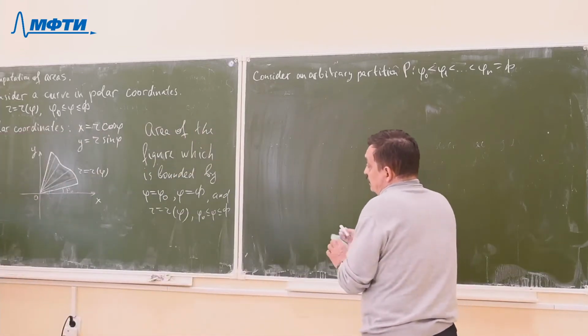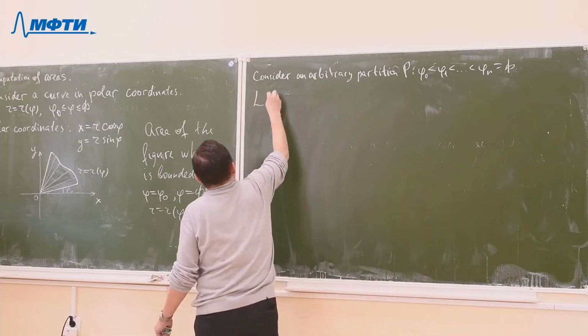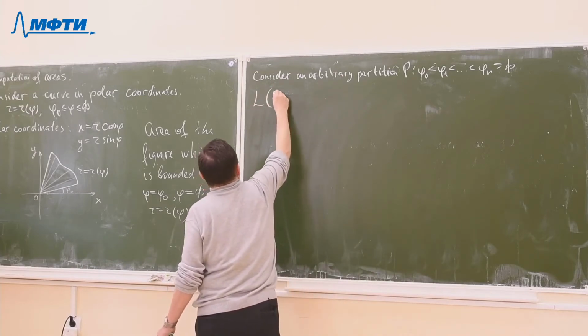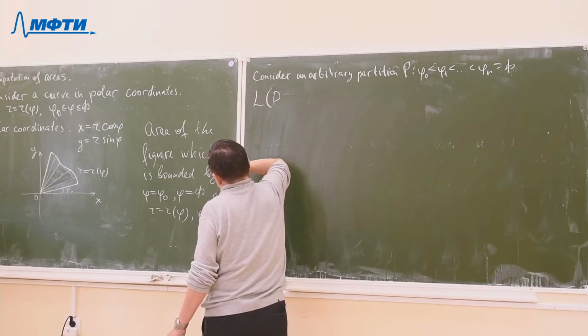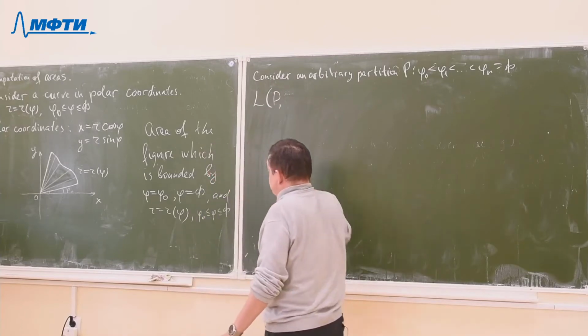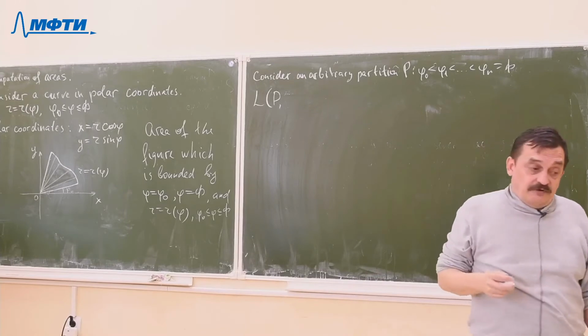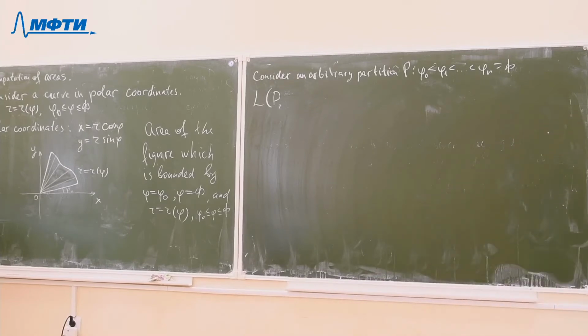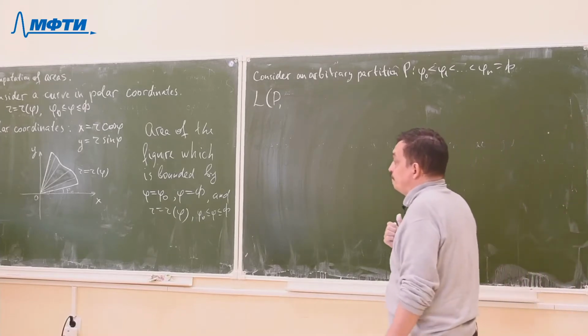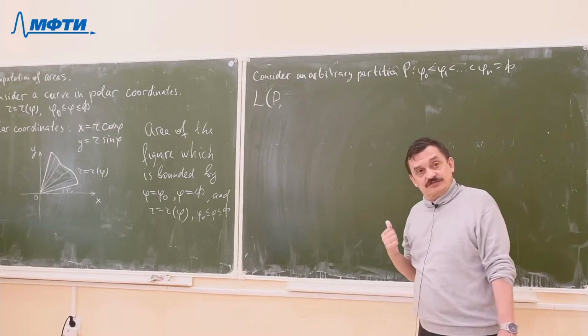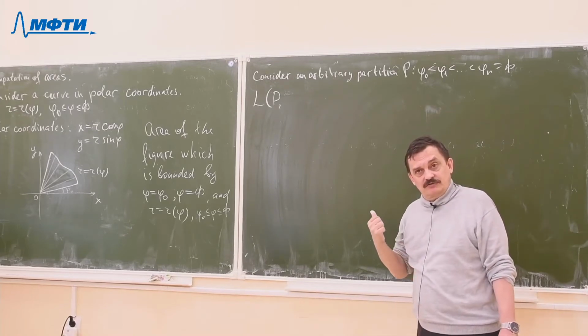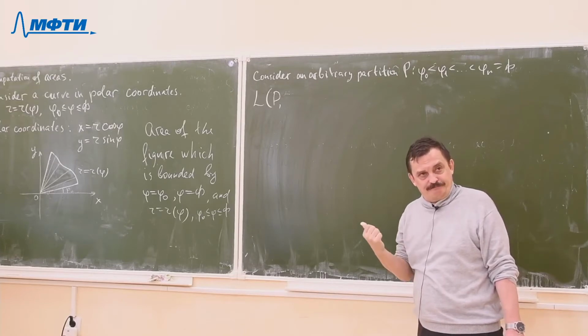Now, look at L of P. The question is which function we should substitute here. So I want to write the lower Darboux sum for a function which depends on the polar angle phi.